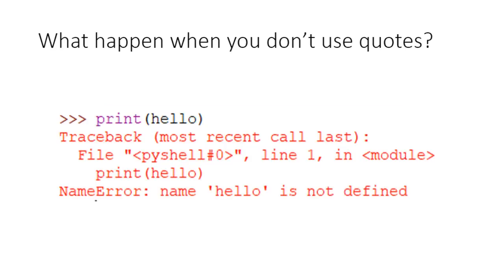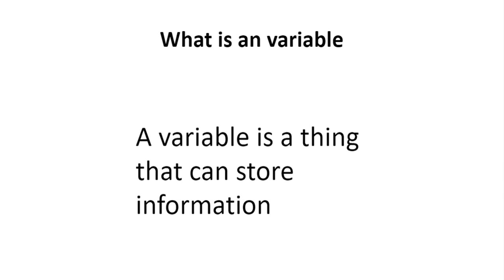Now let's look at what happens when you take out the quotes. It'll state hello in this case, and it'll say it's not defined. So what does it mean when it says not defined? It means that the command is expecting something to be defined before running the program, and that's when variables come in play. What is a variable? A variable is a thing that can store information.